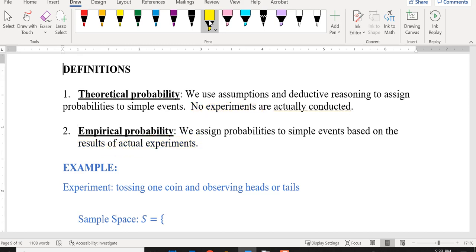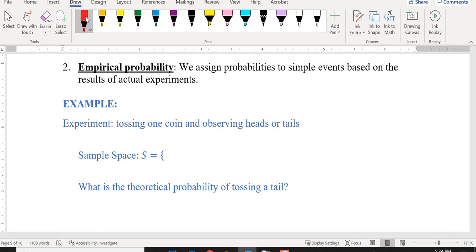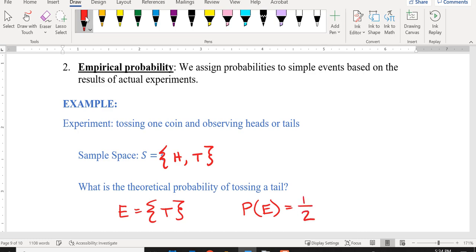The example, tossing one coin and observing heads or tails. The sample space would be H or T. The theoretical probability of tossing a tail, the event would be just T, and the theoretical probability of our event would be 1 out of 2. That's the theoretical probability.